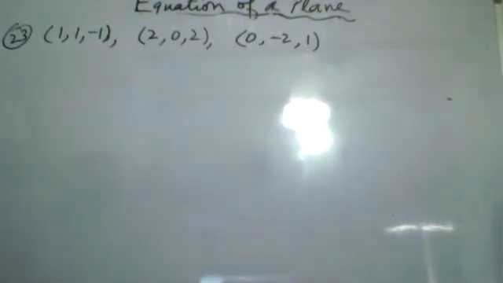In this question, the three points 1 comma 1 comma minus 1, 2 comma 0 comma 2, and 0 comma minus 2 comma 1 are given on the plane. We have to find the equation of the plane. This is the second case. The first case we learned was when one point and the normal vector are given.